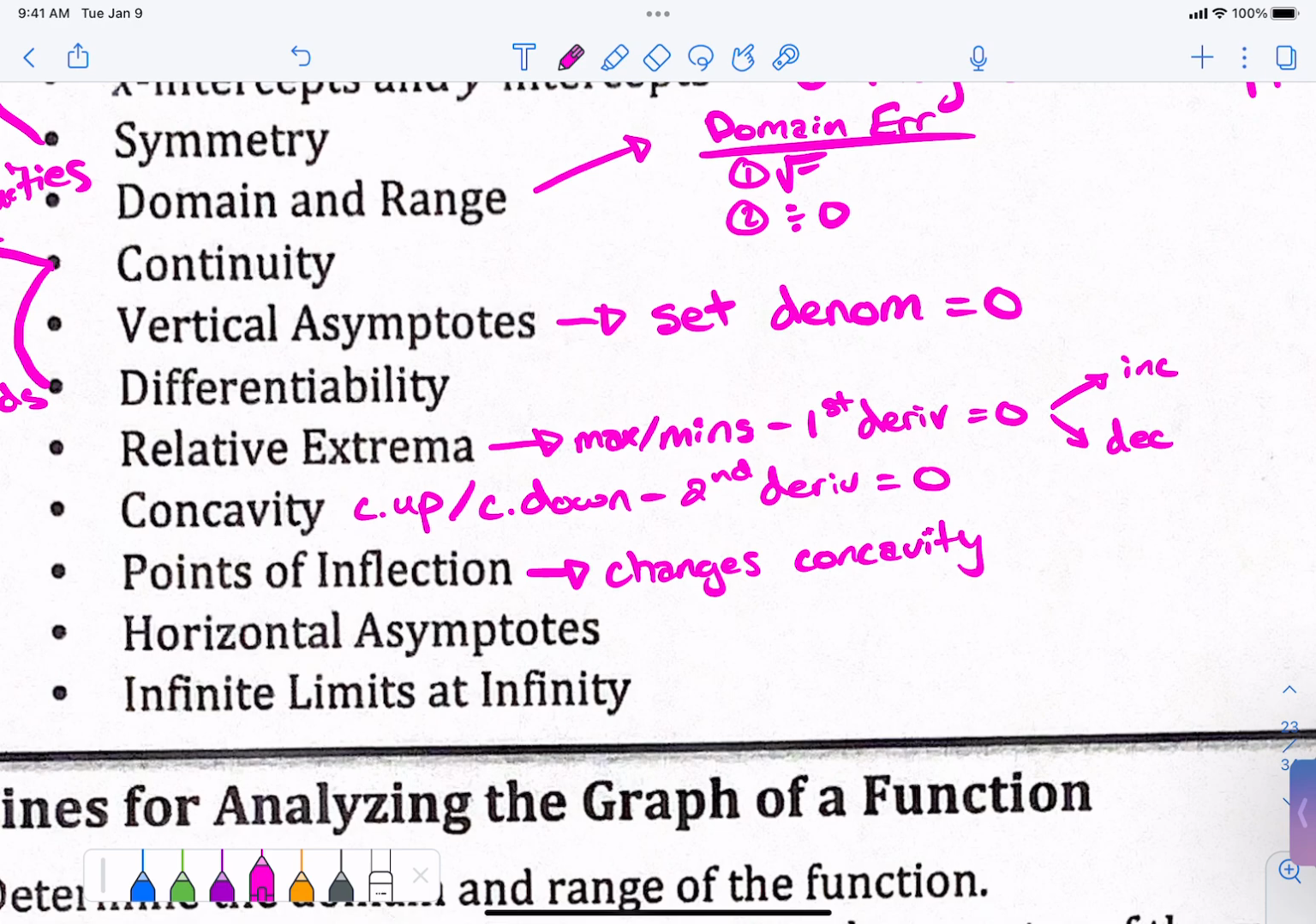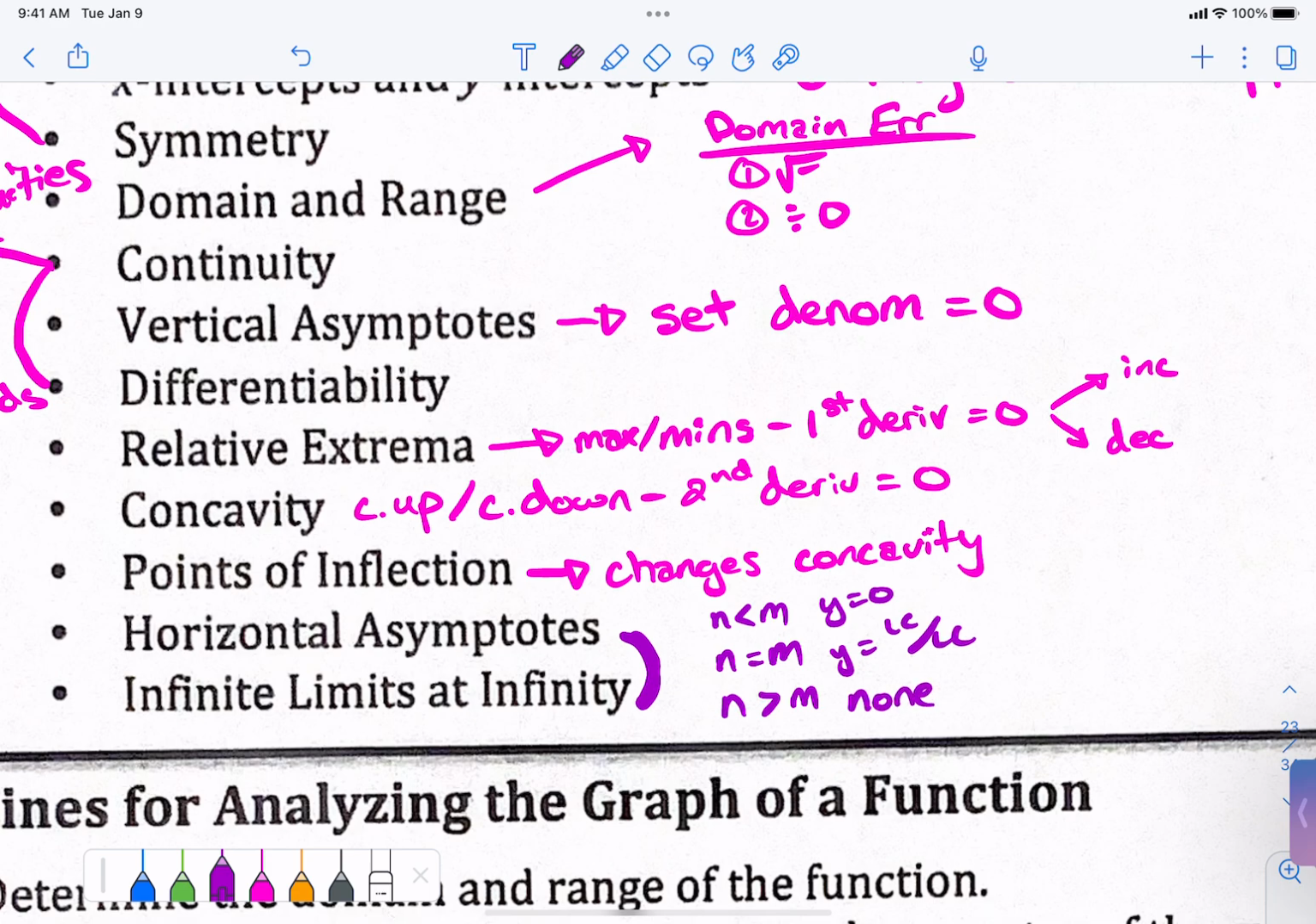Okay, horizontal asymptotes and limits at infinity. I'm going to talk about both of those together because they're related. Horizontal asymptotes are infinite limits, and those can be used to determine what a graph looks like as well. Okay, so for HAs, I don't know if you want to write these rules down: if n is less than m, if n is equal to m, if n is greater than m, y equals 0, y equals LC over LC, and then this one is none. It's top heavy.